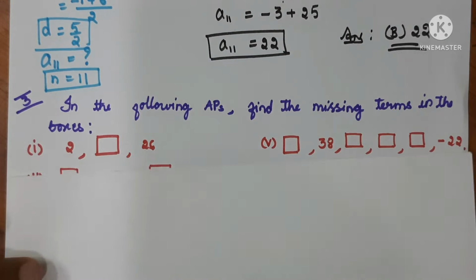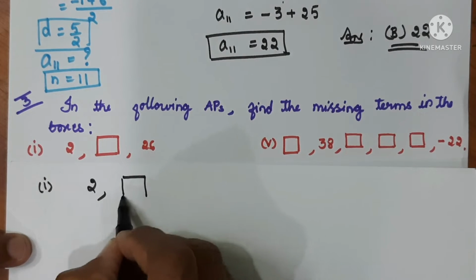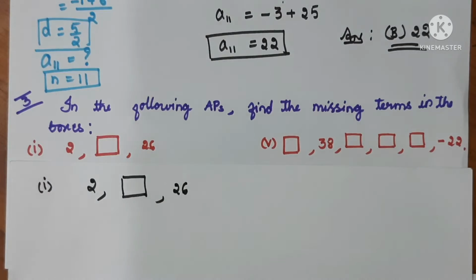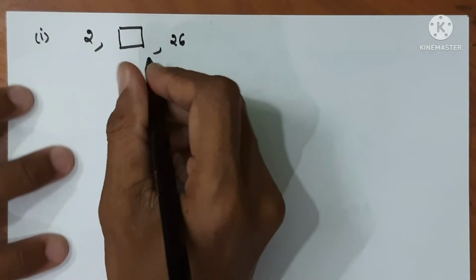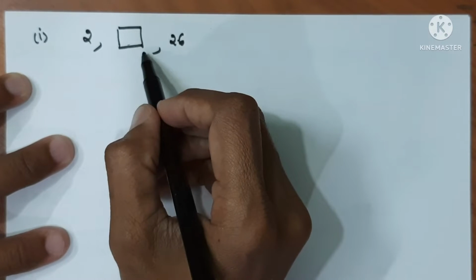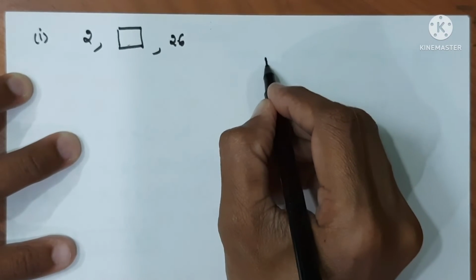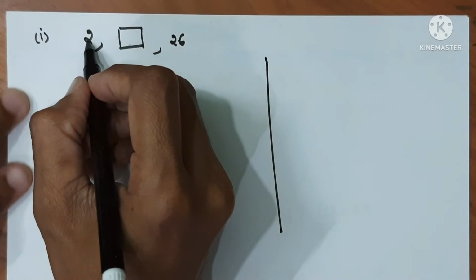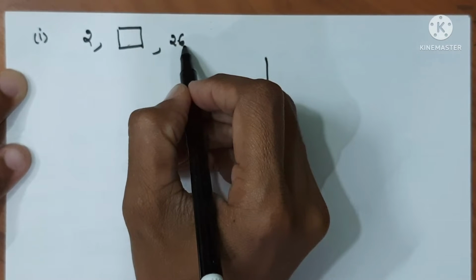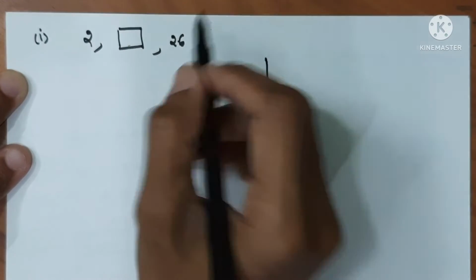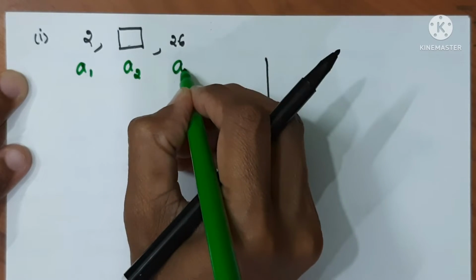In the first question, they have given 2, dash and 26. First, let us find the second term of the given AP. Here you can find the answer to this question in 2 ways. First, let us use the first type. Here the first term is given and the third term is given. Using the first term and third term, we can find out the second term. This is the first term, this is the second term and this is the third term.